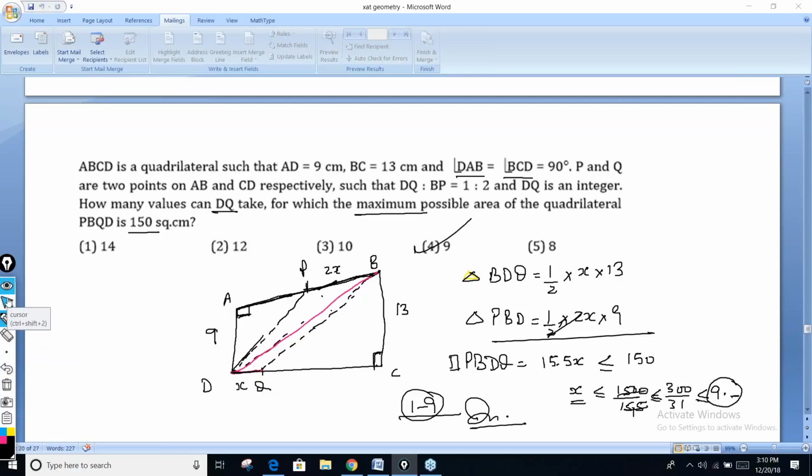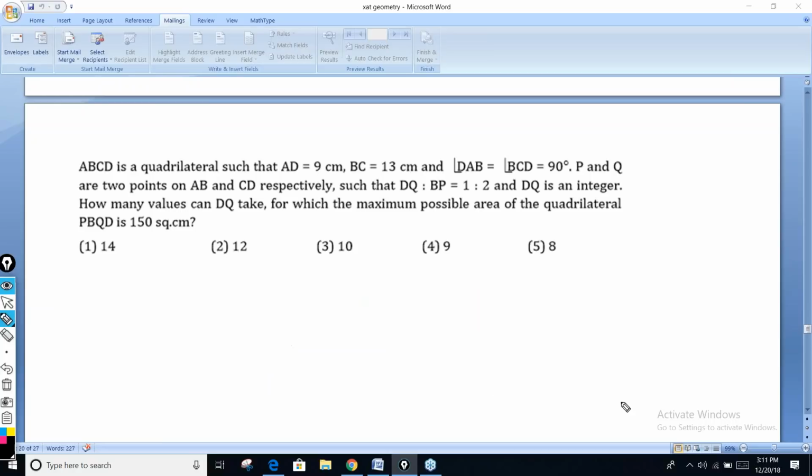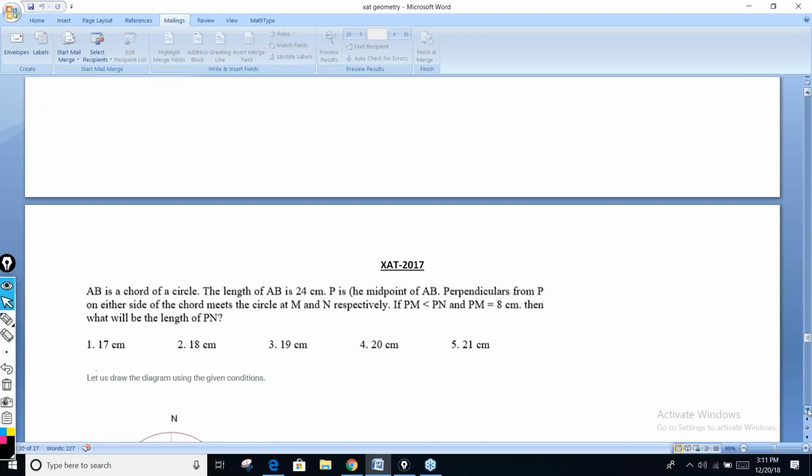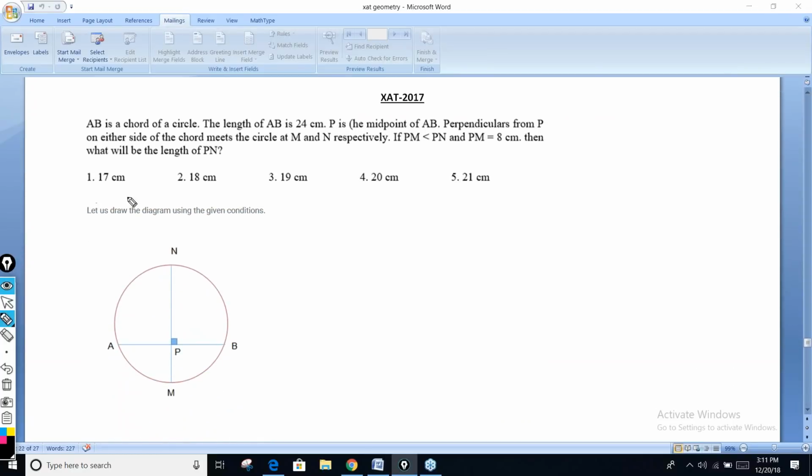Now I think 2017 will be started. Look at the question. That was easy, 2017 first question. AB is a chord of the circle. The length of AB is 24. P is the midpoint of AB. The perpendicular from P on either side of the chord meets the circle at M and N respectively. If PM is less than PN and PM is 8, then what will be the length of PN? And this is the midpoint.